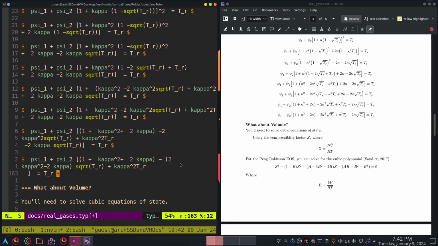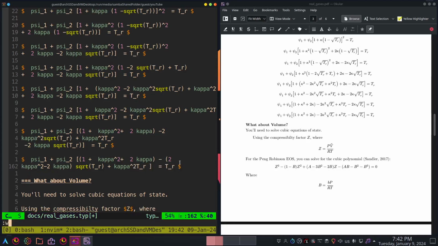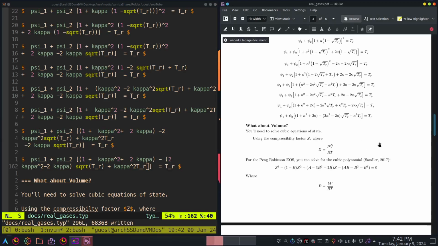Then the last term is quite straightforward. There's no need to factorize anything. It's already there by itself. Okay, so lastly, I'm just going to tidy the terms up before we can start solving this quadratic equation.